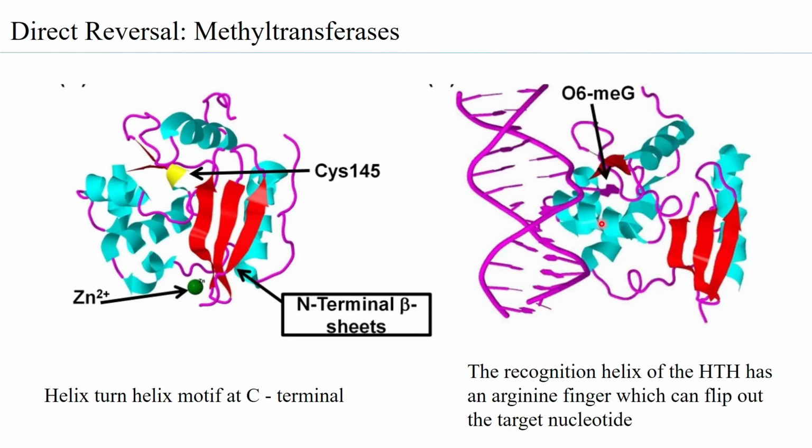Interestingly, this helix-turn-helix has an arginine finger which can flip out the target nucleotide. So the methylguanine is flipped out, and after it is flipped out, at the catalytic site of the methyltransferase, the methyl from the guanine is transferred to the cysteine. So here's the cysteine, and now the methyl is transferred to the cysteine. Thereby, you have the methyl permanently bound to the cysteine residue.